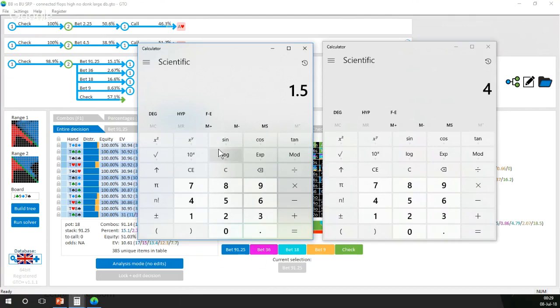Are there any hands in that situation that have 92%? That would be for 1.5x, right? Yeah.